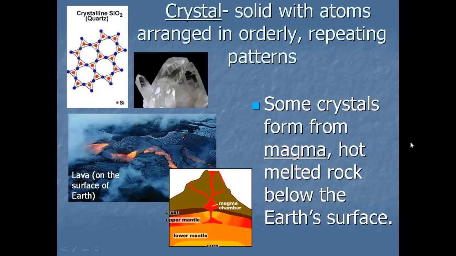Some crystals form from magma, which is hot and melted rock below the Earth's surface. So if you look at our pictures, you see the magma chamber in the one picture, and that's showing you that that magma is under the crust of the Earth, so inside the Earth. Lava, on the other hand, is when that magma erupts or comes out onto the surface of Earth. We call that lava. So lava is molten rock on the surface of Earth. Magma is molten rock underneath the crust of the Earth.